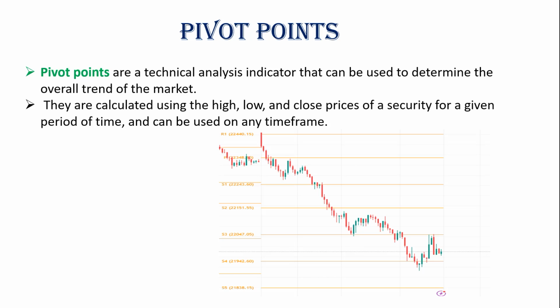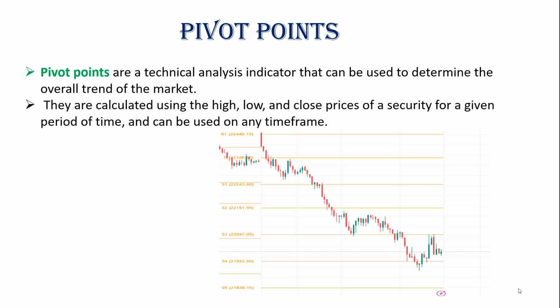Today we are going to learn about pivot points and the different types of pivot points. Alright. So basically, what is the meaning of pivot points? Pivot points are a technical analysis indicator that can be used to determine the overall trend of the market. That is, by using the pivot point, we can understand whether the market is in a bullish trend or in a bearish trend. Alright. They are calculated using the high, low and close price of a security for a given period of time and can be used on any time frame.